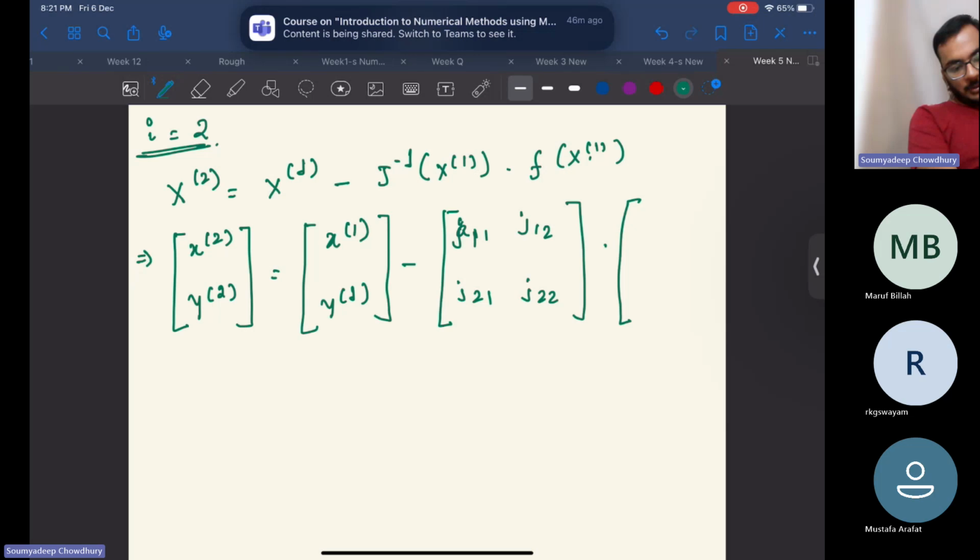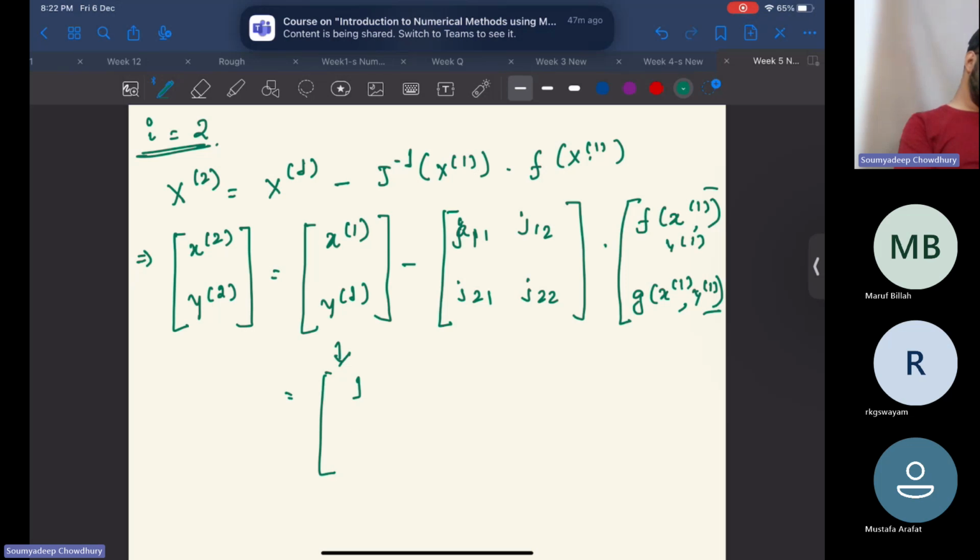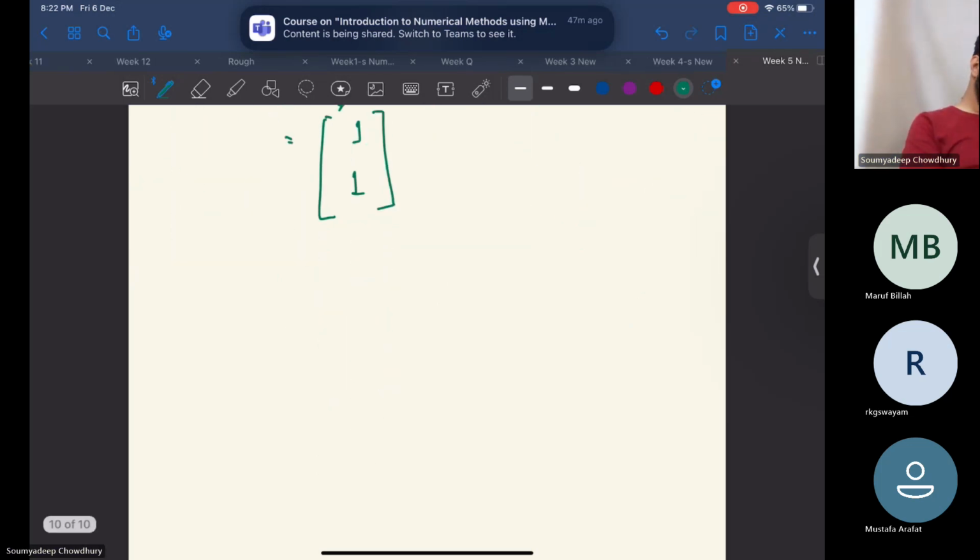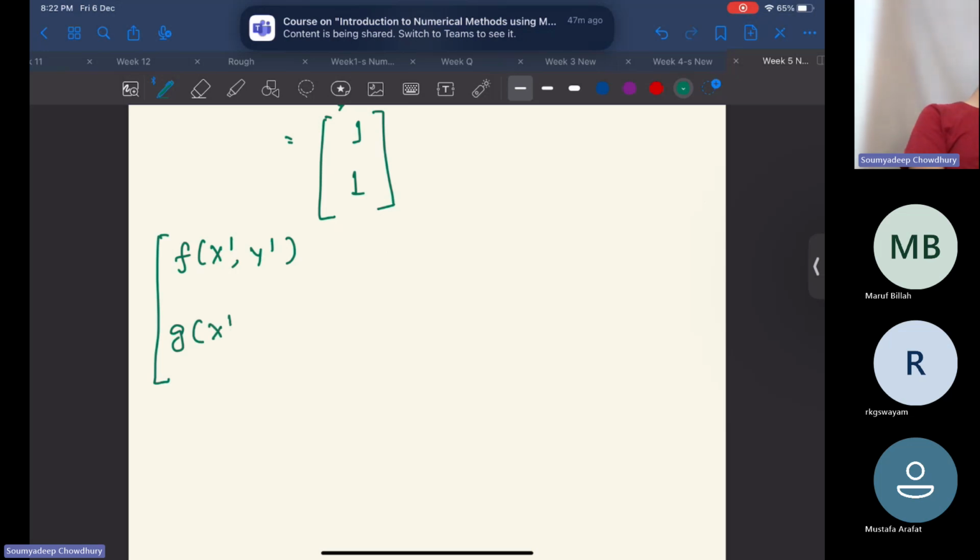Multiplied by this one, you have to be very careful. F of x1. So f is basically both the functions, right? So it is basically f of x of 1 comma y of 1, g of x of 1 comma y of 1. So we'll find each one individually. X of 1, y of 1, you know it. It is given to you. That is 1, 1, right? The Jacobian we'll find out later. First we'll find this matrix, the RHS matrix, that is f of x1, y1 and g of x1, y1.